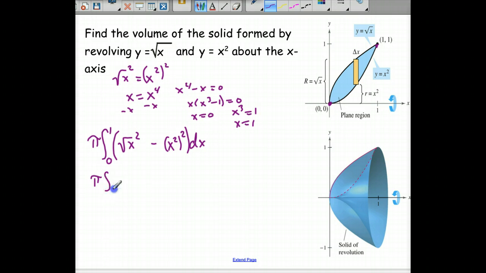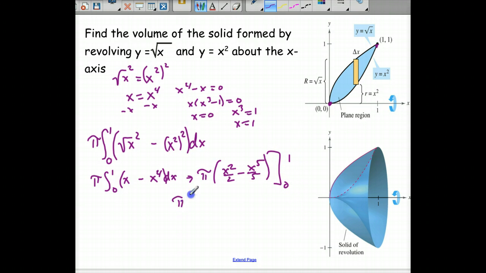So our integral is going to be pi times the integral from 0 to 1 of x minus x to the fourth with respect to x. So integrating, we get x squared over 2 minus x to the fifth over 5 from 0 to 1. Plug in a 1, you get 1/2 minus 1/5. Plug in the 0, you get 0.